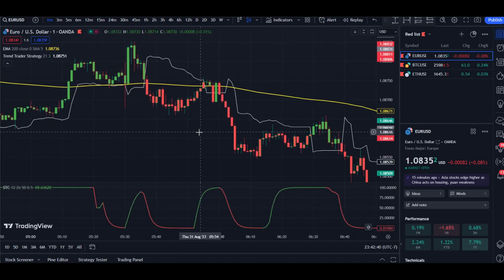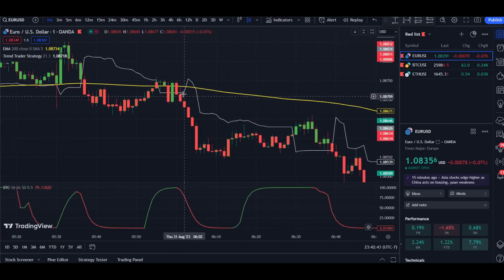All right, so for our short positions, we're going to be looking for the complete opposite. We want the price action to be trending both below the 200 EMA as well as the trend trader indicator. After that, we're going to wait to see if the STC is printing in red. Once these conditions have been met, we can take our short position.